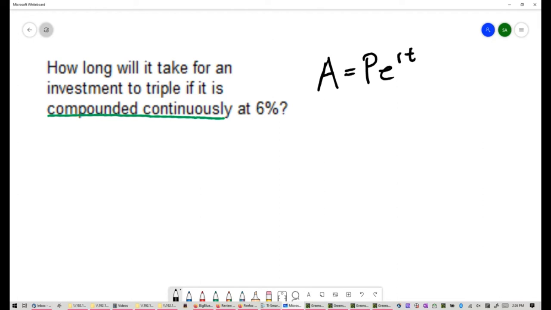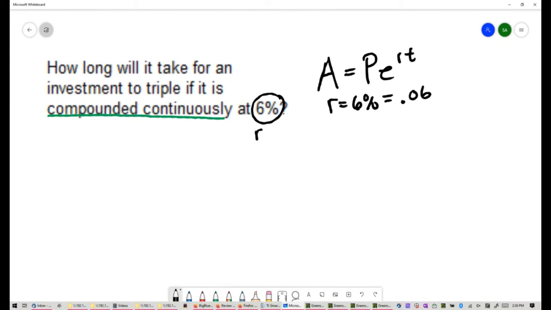And really the only number that's given is this 6%. So this is going to be r, the interest rate. So we have a 6% interest rate. And in the formula, we want to use it in its decimal form, 0.06.